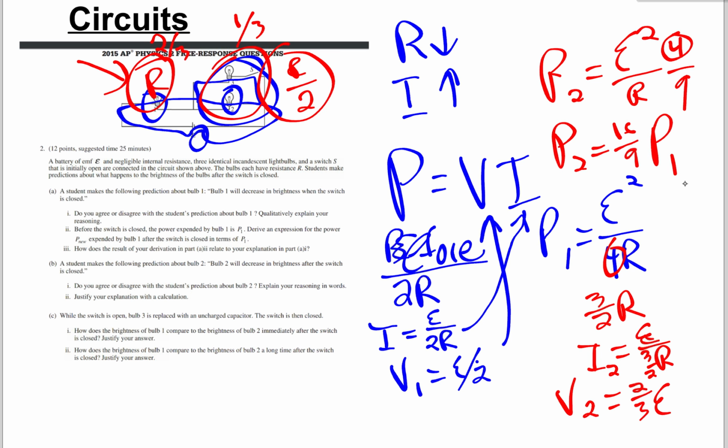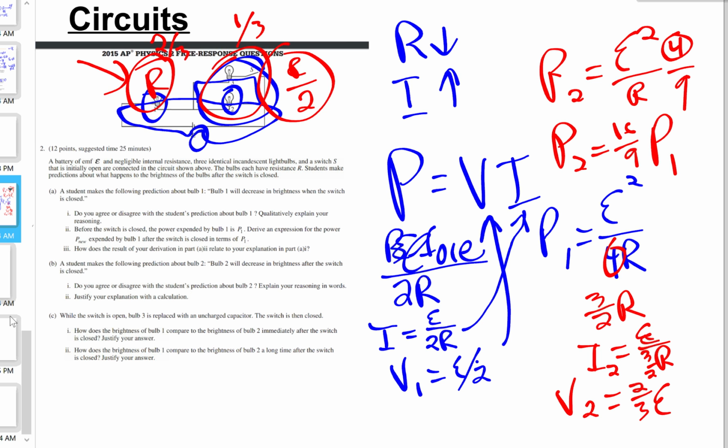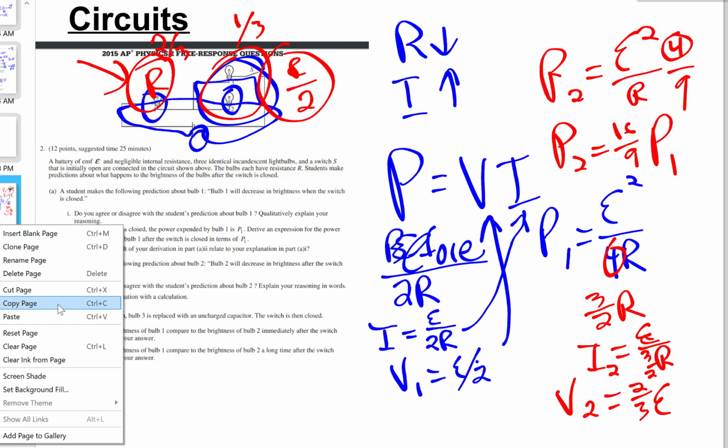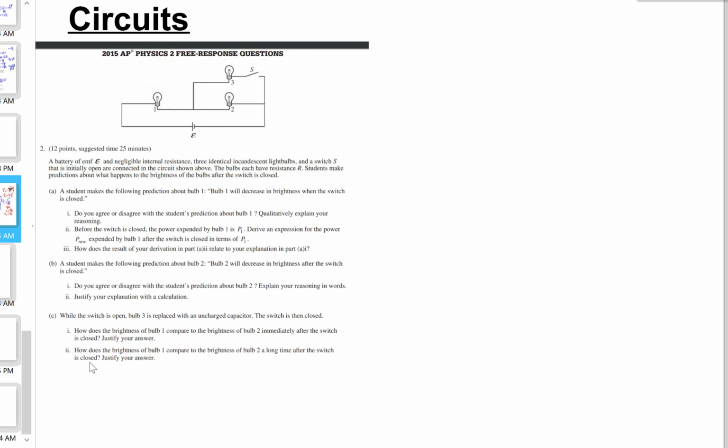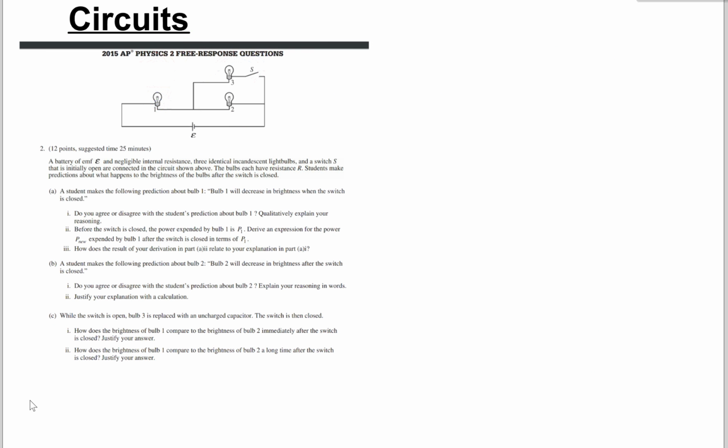All right, part B. A student makes the following prediction about bulb 2: bulb 2 will decrease in brightness after the switch is closed. Let me clear some ink here. Do you agree or disagree with the student's prediction about bulb 2? Justify your explanation with a calculation. This one's a little more complicated.